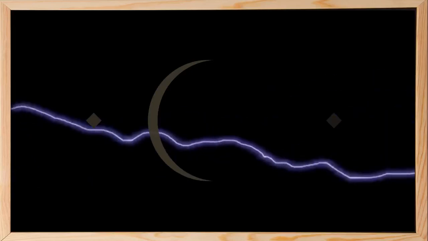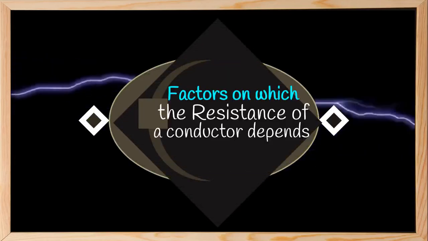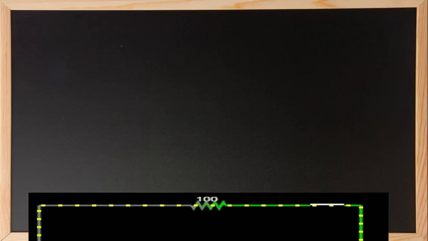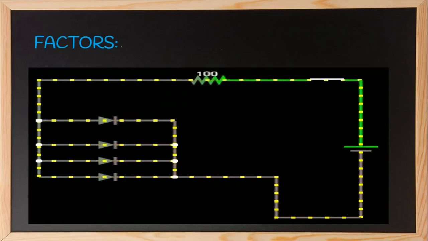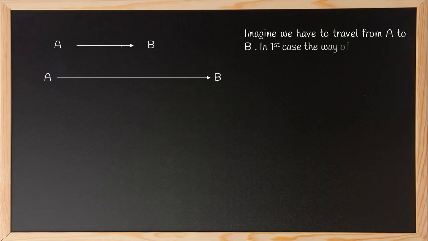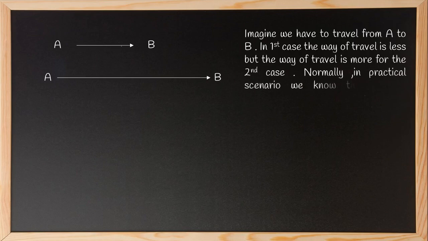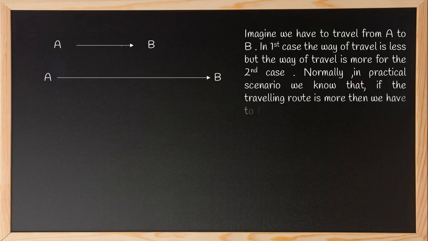In this video, we will discuss the factors on which the resistance of a conductor depends. So basically, what are those factors? Before we get into that, let us just imagine we have to travel from A to B. In the first case, the way of travel is less, but the way of travel is more for the second case. Normally, in a practical scenario, we know that if the traveling route is more, then we have to face more traffic.